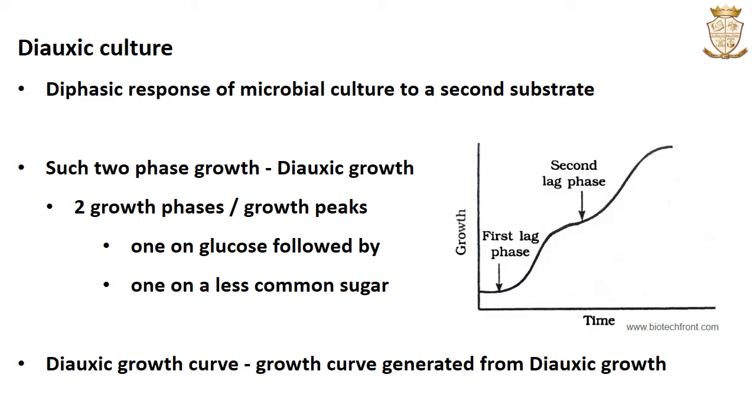There are two phases or two growth peaks, and such a bacterial growth pattern is known as diauxic growth, and we will get a diauxic growth curve when such a diauxic growth is plotted. The growth pattern or the population size, when plotted against time, gives a diauxic growth curve. It is a growth curve generated from a diauxic culture.